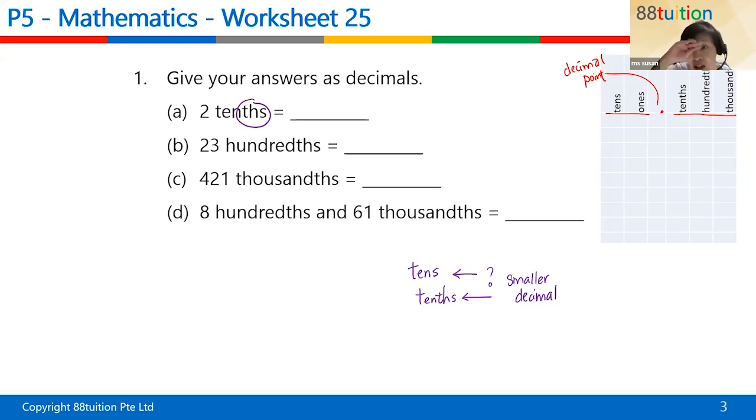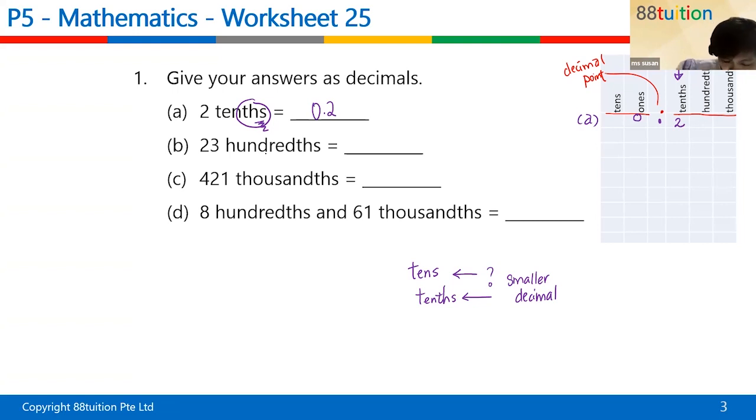Because as long as there's a TH, it refers to anything that is less than one whole. So if you have 2 tenths, go to this tenths column and put a 2 there. What can you see now? You see a decimal here, and they have 0, 1. That means they are even smaller than one whole. So what is your answer? 0.2. This is meant for the first one. Anything to do with TH, always go there.